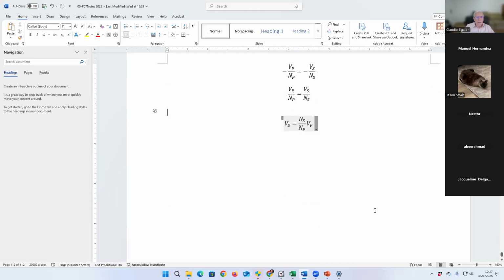And now let's look at three different situations, right? Studying this equation carefully, note that one, if N sub P is equal to N sub S, right? So we go.